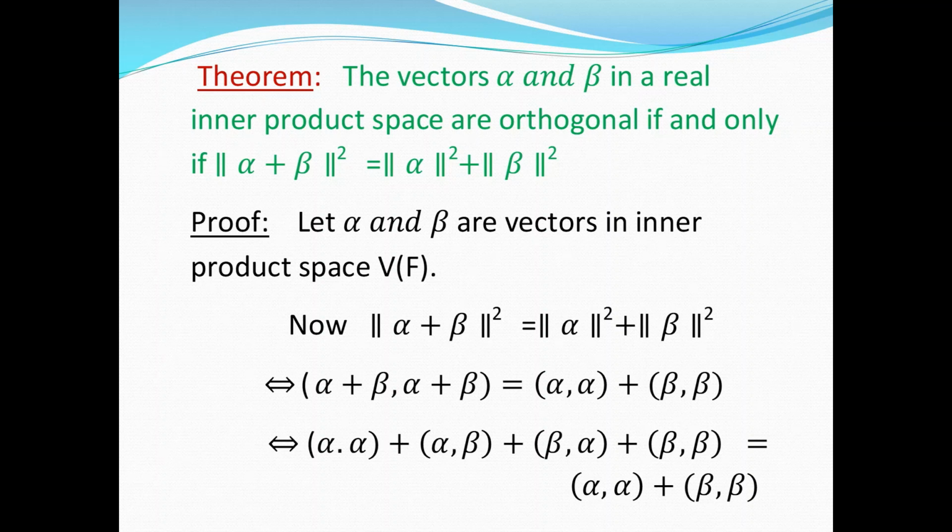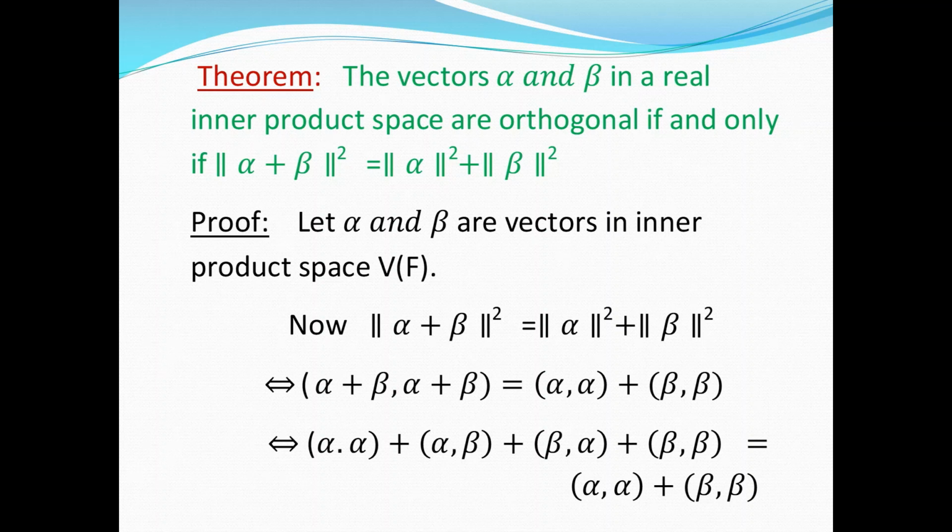Proof. Let alpha and beta be vectors in an inner product space V(F). That implies the norm of (alpha plus beta) whole square is equal to norm alpha square plus norm beta square. Norm of (alpha plus beta) whole square means the inner product of (alpha plus beta, alpha plus beta). Norm alpha square means the inner product of alpha, alpha, plus norm beta square means the inner product of beta, beta. If and only if, we multiply alpha with (alpha plus beta).